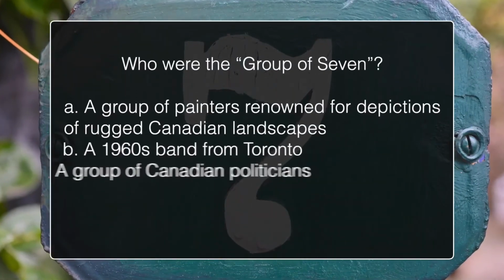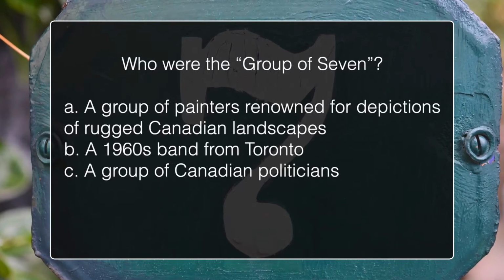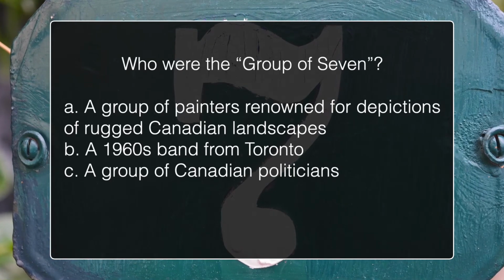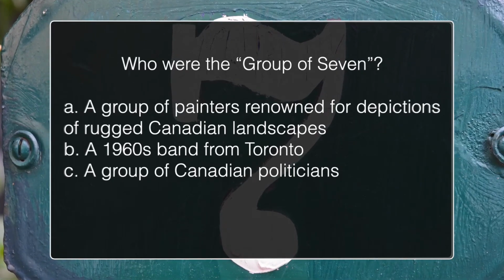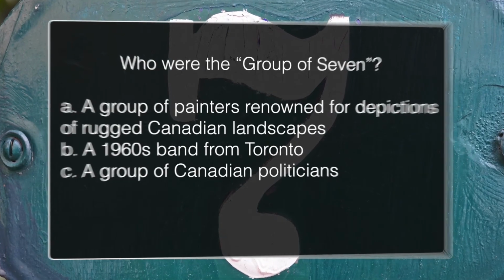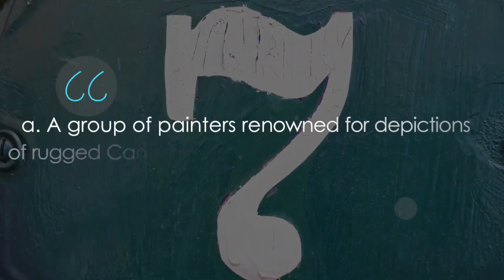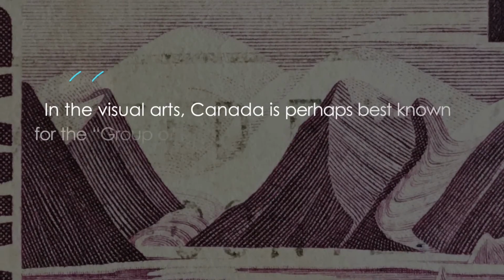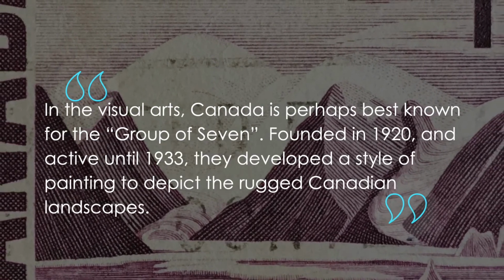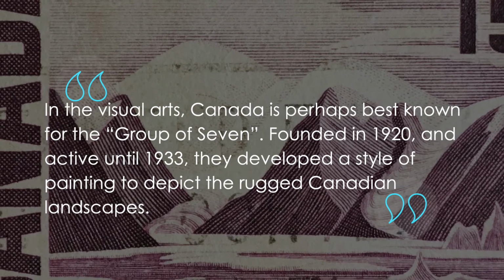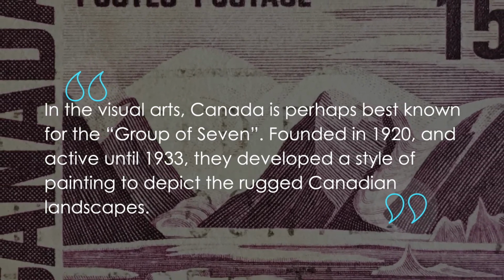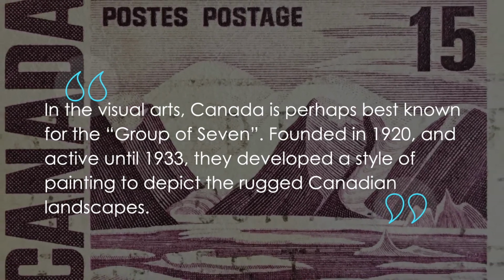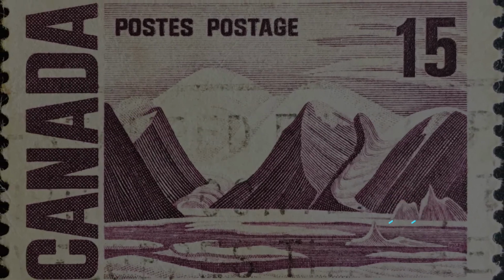Who were the Group of Seven? A group of painters renowned for depictions of rugged Canadian landscapes, a 1960s band from Toronto, a group of Canadian politicians. The answer is a group of painters renowned for depictions of rugged Canadian landscapes. In the visual arts, Canada is perhaps best known for the Group of Seven. Founded in 1920 and active until 1933, they developed a style of painting to depict the rugged Canadian landscapes.